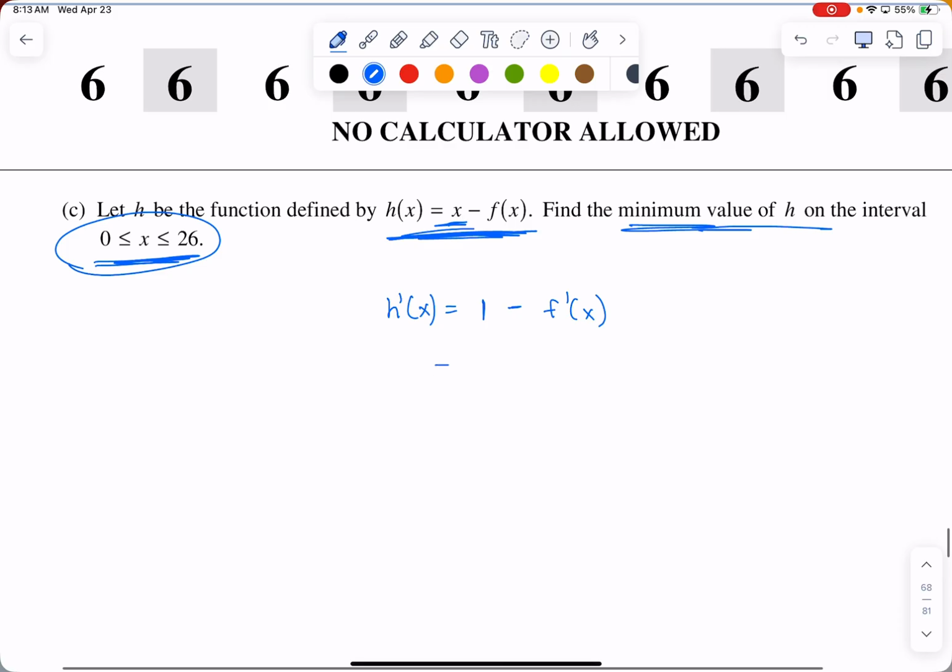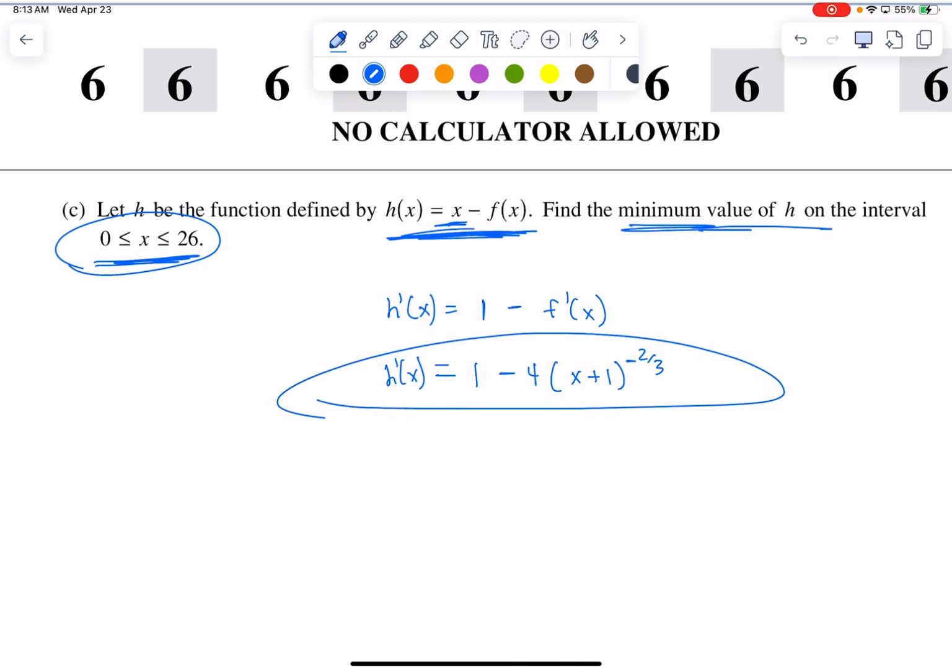So it'd be 1 minus 4 times (x plus 1) to the negative 2/3. So there's your first derivative. You get a point for that. Actually, you don't get the point until you know to set it equal to 0. When I set it equal to 0, that's when I get the point.